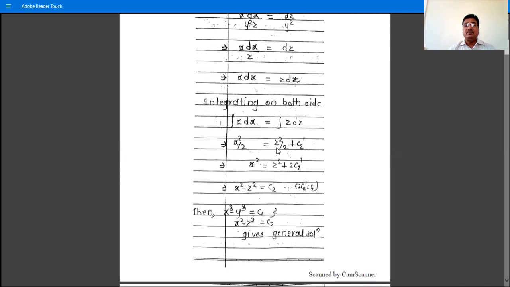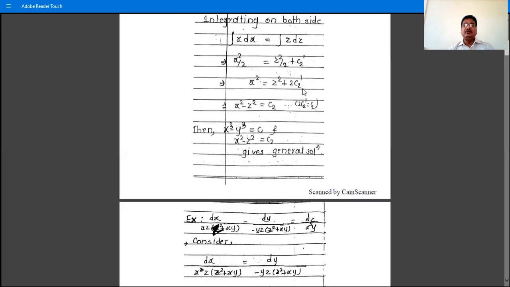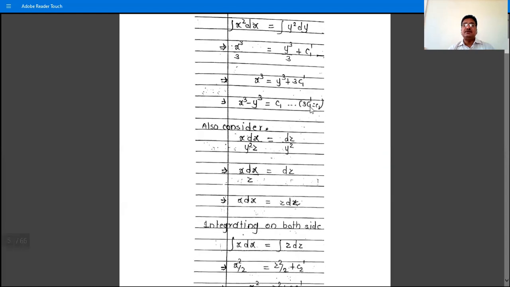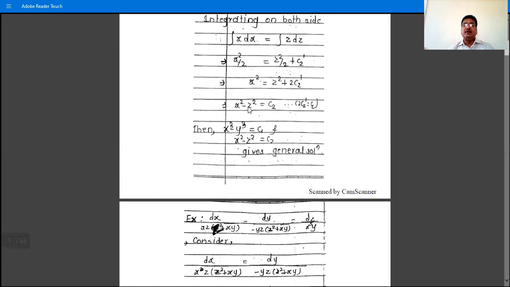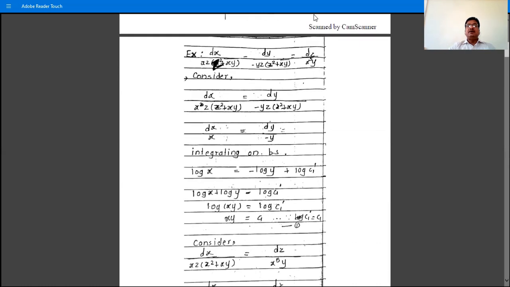We have x square by 2 and z square by 2, the integration of x and z, plus c2 dash, suppose the constant of integration, multiplying by 2, and suppose 2 c2 dash is c2. And then x cube minus y cube is equal to c1, that is the first, and this x square minus z square is equal to c2, gives the general solution, or forms the general solution, or is the complete integral of the given differential equation. So we'll see the remaining problems of the same type in the next lecture.